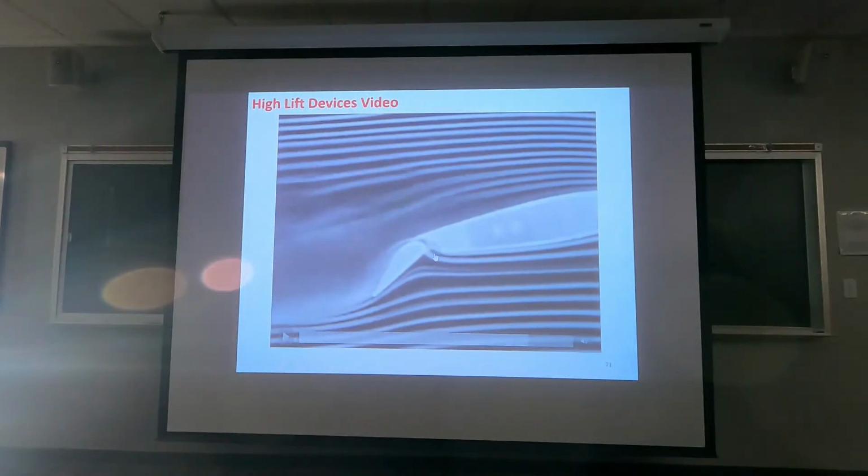Do you see the flow pattern here? There's some flow coming in from the bottom of the plate to the top, and we have flow separation here, but we have another streamline that is connected to the airfoil at the trailing edge. So we are essentially reducing the effects of flow separation. Let's just stop the video here.